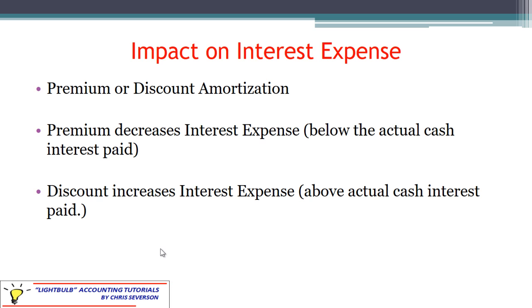Now, just as a brief introduction to interest expense, we have to amortize that premium or discount each period. What we'll find when we look at the interest expense in more detail is that the premium, when we use that up over time, it's going to decrease interest expense. So when I say that, I mean it's going to decrease the interest expense that we record, so it's less than the actual cash interest paid that period. The discount will do the opposite. It will increase the interest expense above the actual cash interest paid.